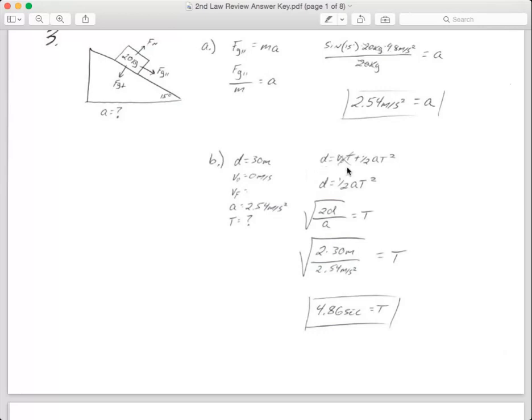So I'm going to use d equals v naught t plus 1/2 a t squared. v naught is 0, so I can cancel this term out, because 0 times anything is 0, so it just goes away. That leaves me with d equals 1/2 a t squared. A little bit of algebra to solve for time. I move the 1/2 over, it becomes a 2 in the top. I divide by a, that's where it's in the bottom. And to get rid of my squared, I take the square root. Plugging in my numbers, I get 2 times 30 in the top over 2.54 meters per second squared in the bottom. Take the square root, and I get 4.86 seconds for this thing to slide a total of 30 meters.